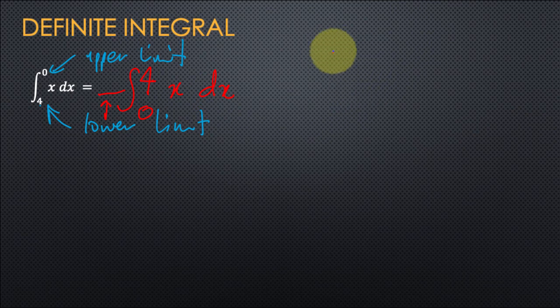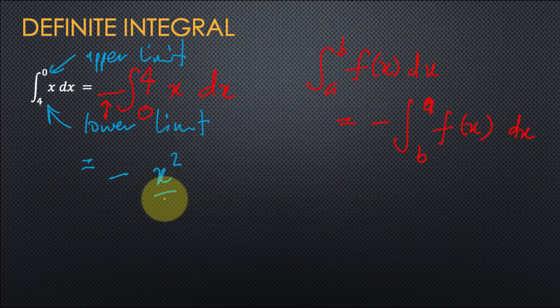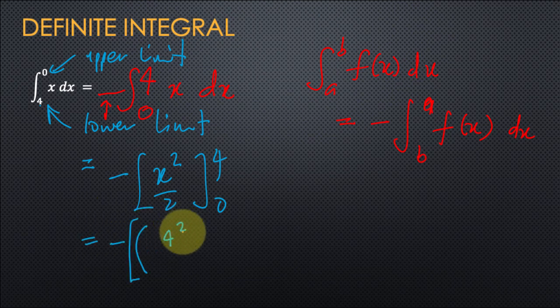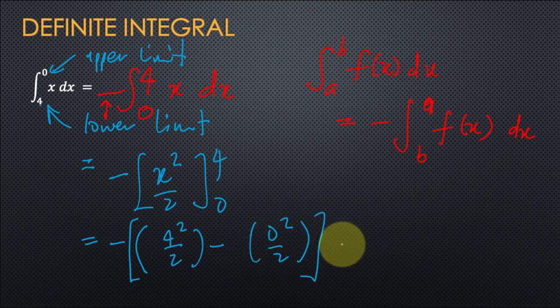Remember, AB is equal to negative BA. So this one is equal to minus x square over 2 from 0 to 4 equal to negative 4 square over 2 minus 0 square over 2. So this one is equal to minus 8.